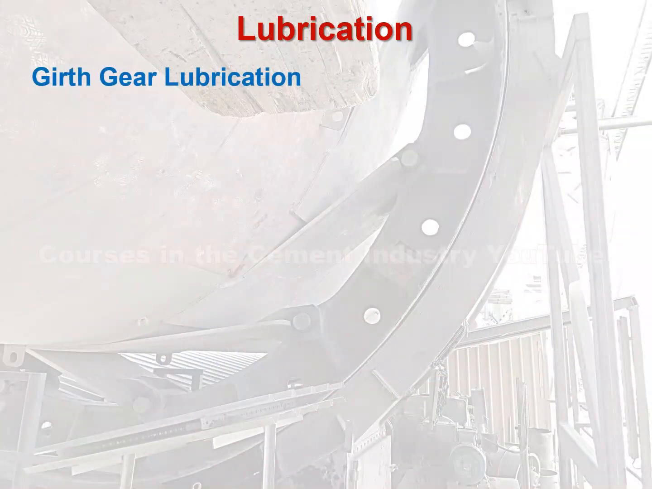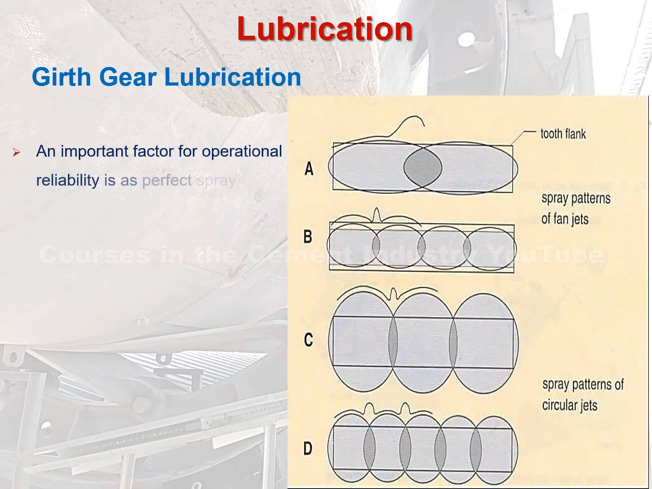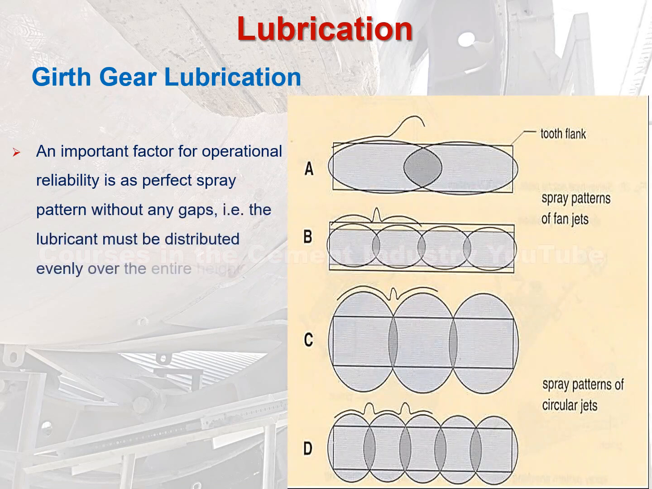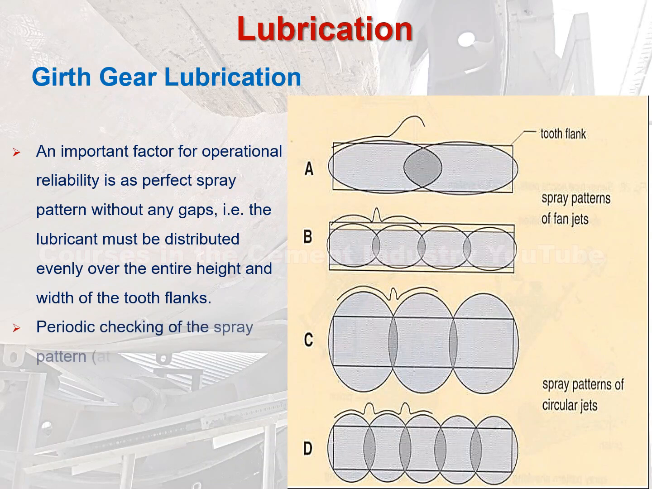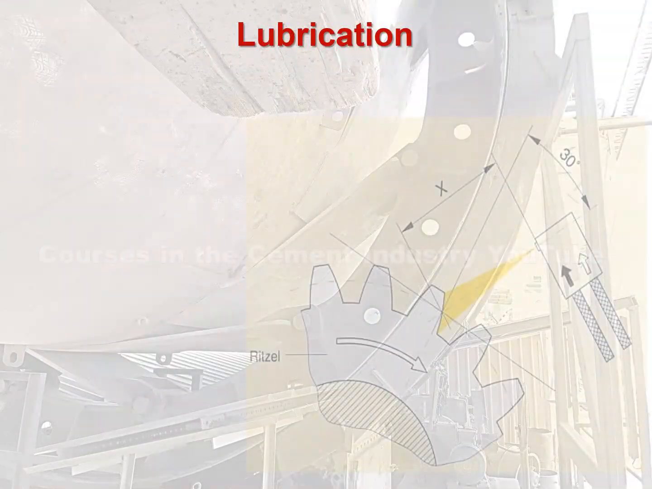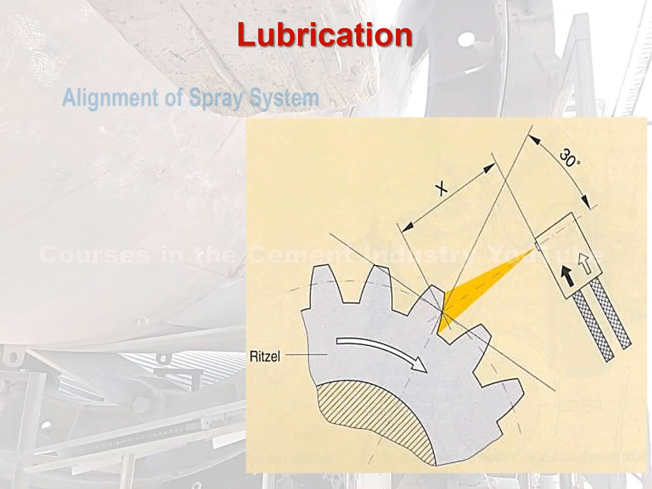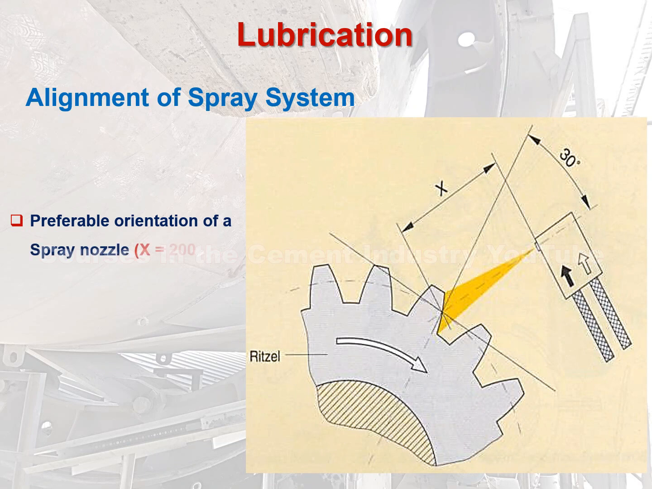Girth gear lubrication. 1. An important factor for operational reliability is a perfect spray pattern without any gaps. The lubricant must be distributed evenly over the entire height and width of the tooth flanks. 2. Periodic checking of the spray pattern, at least once a month, is an essential part of maintenance. In this picture it is explained. Alignment of spray system. Preferable orientation of a spray nozzle, x equals 200 plus or minus 50 mm.